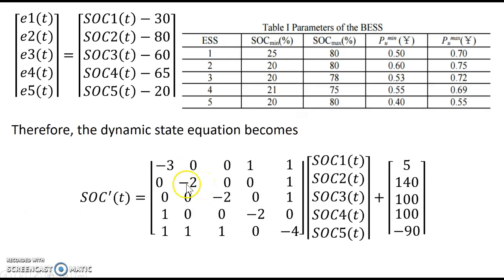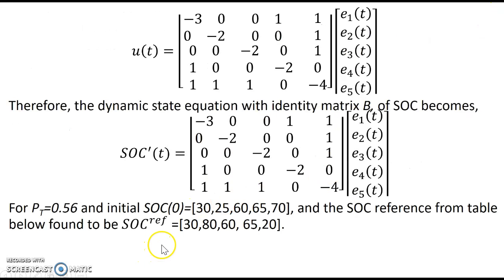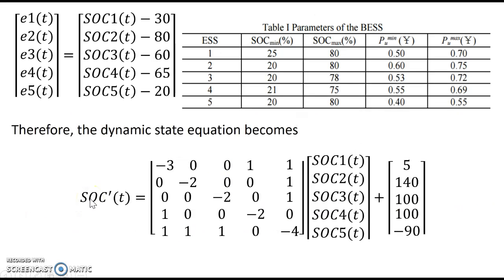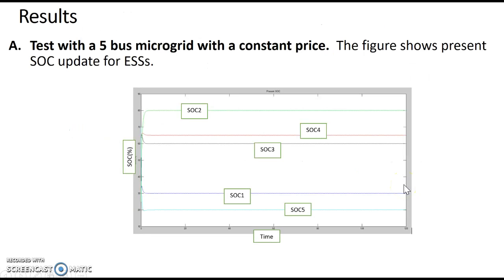From this reference table we can get the reference SOC for this particular case, and the error will be SOC 1 minus its reference, SOC 2 minus its reference, SOC 3 minus its reference, SOC 4 minus its reference, SOC 5 minus its reference, and finally we can get this nice equation, this term, then this SOC plus this term. From this we can get the result for that particular case, that is p(t) is 0.56.